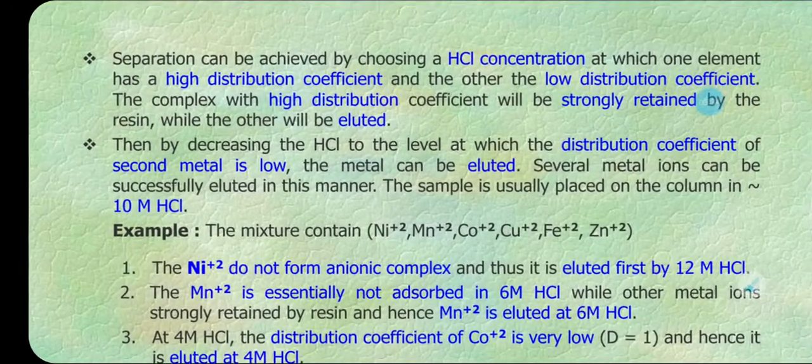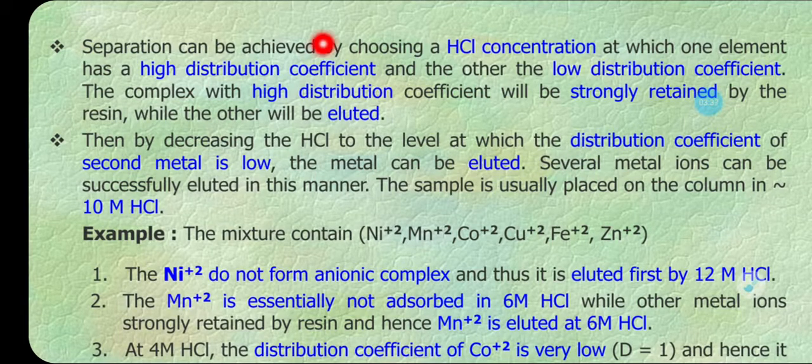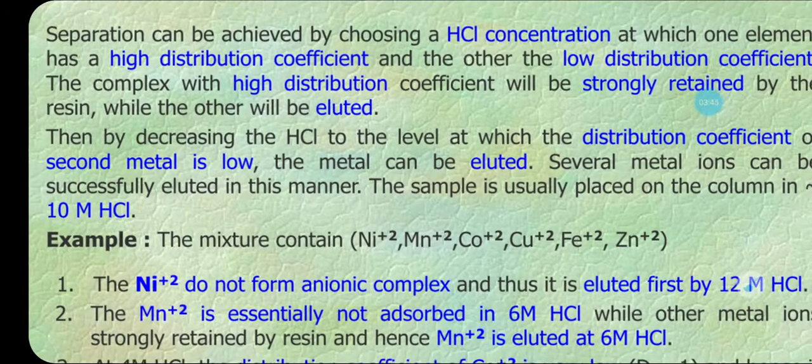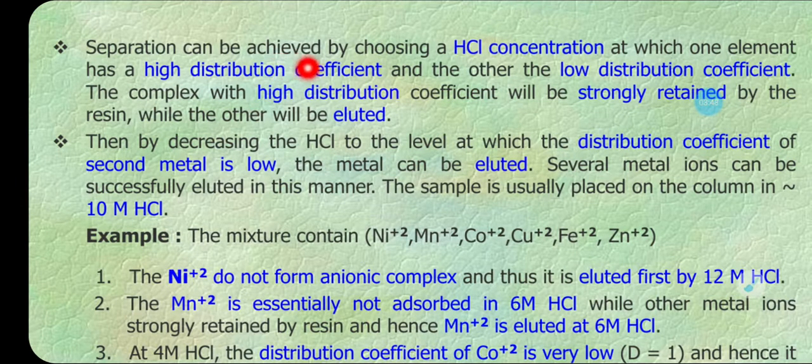Separation of metals can be achieved by choosing the HCl concentration at which one element has a high distribution coefficient and the other element has a low distribution coefficient. The complexes with high distribution coefficient will be strongly retained in the stationary phase, while the element with low distribution coefficient will be eluted first. Accordingly, we are able to separate different metal ions. It is in the anionic complex form.